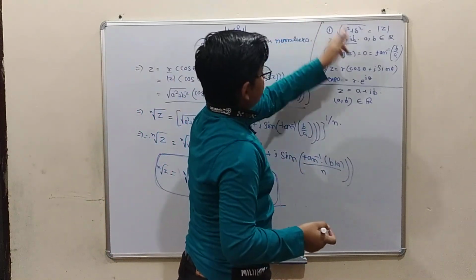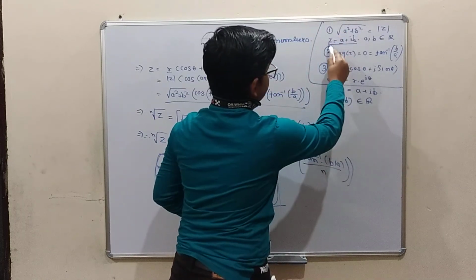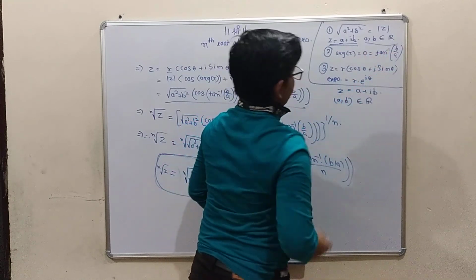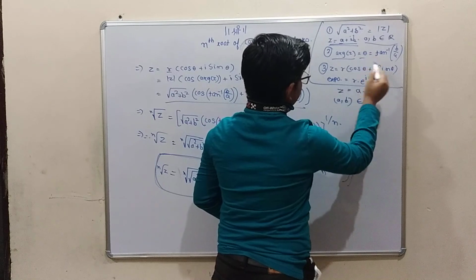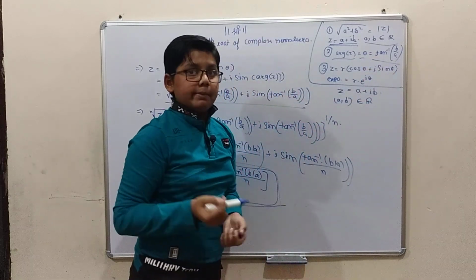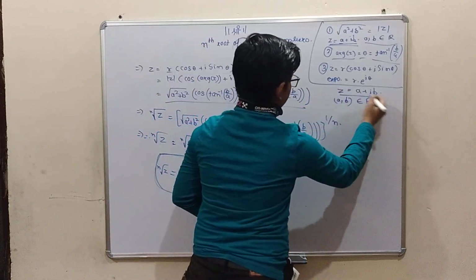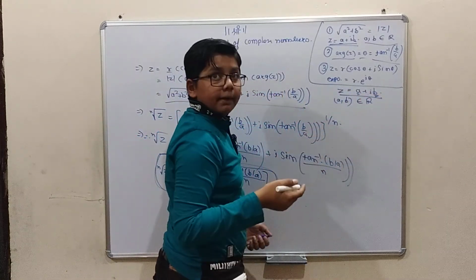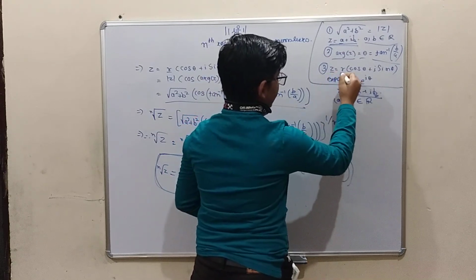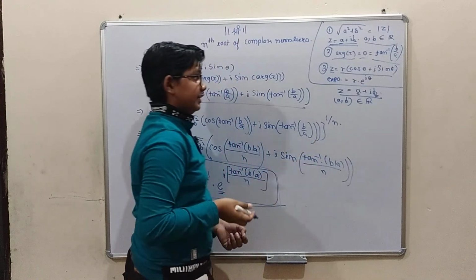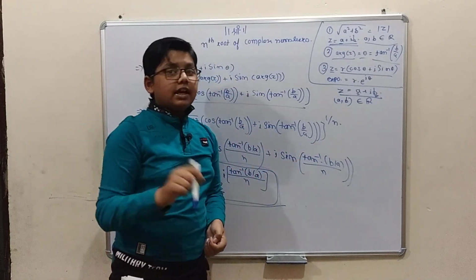First we learned and proved that root of a squared plus b squared is equal to mod of z, where z is equal to a plus ib, and a and b are real numbers. Second, the argument of z is equal to theta, that is equal to tan inverse of b by a. b is the imaginary part and a is the real part of z. And third, we learned that z in the polar form can be written as r times (cos theta plus i sin theta), where r is mod of z and theta is the argument of z.